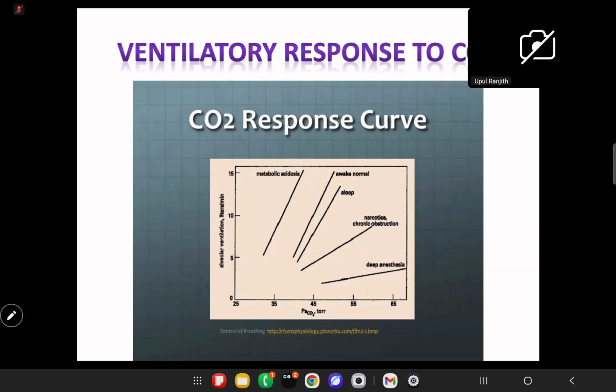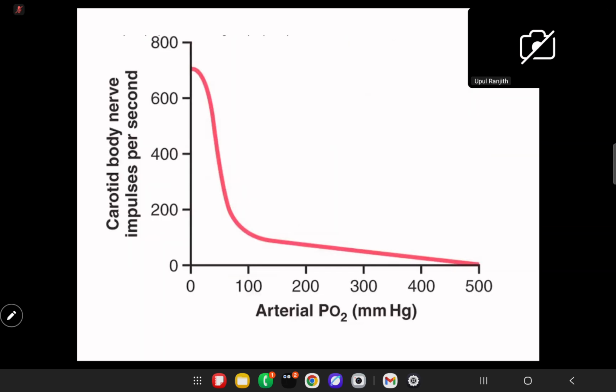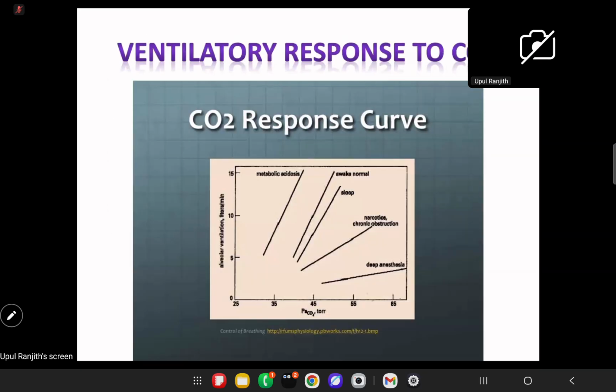The response through these peripheral chemoreceptors, due to hypoxia, is very fast, much faster than the central chemoreceptors. But the response is more with the central chemoreceptors, although it is slow.